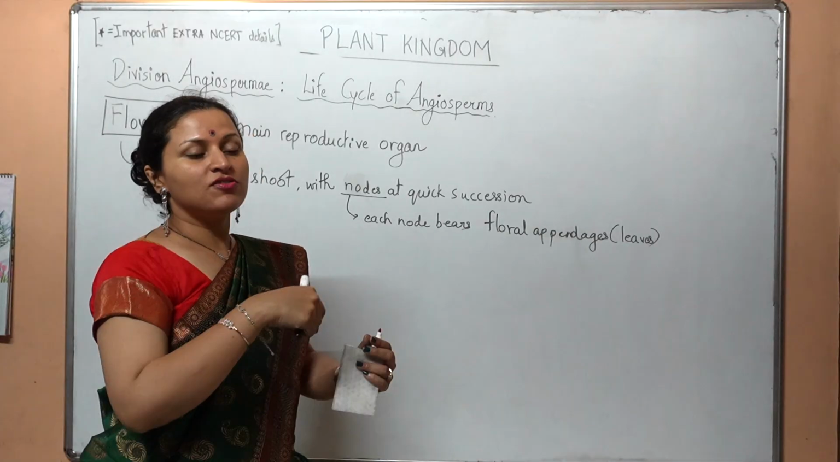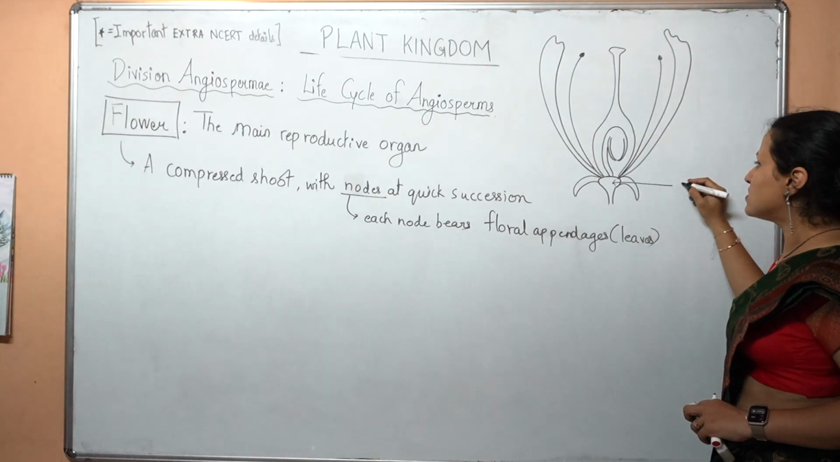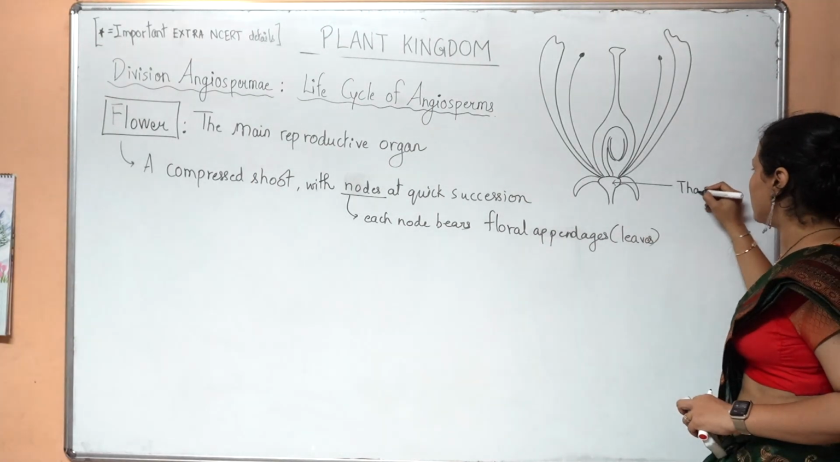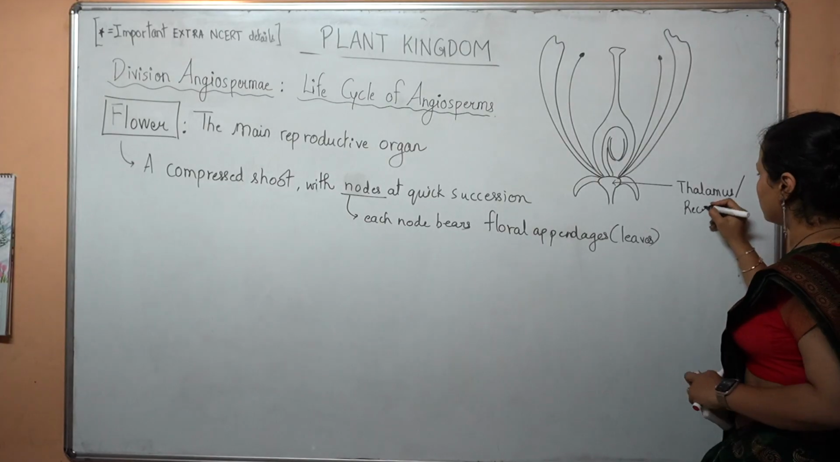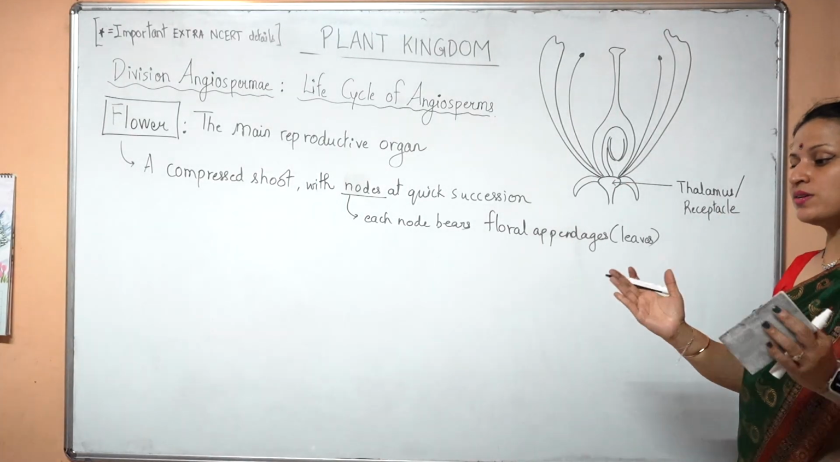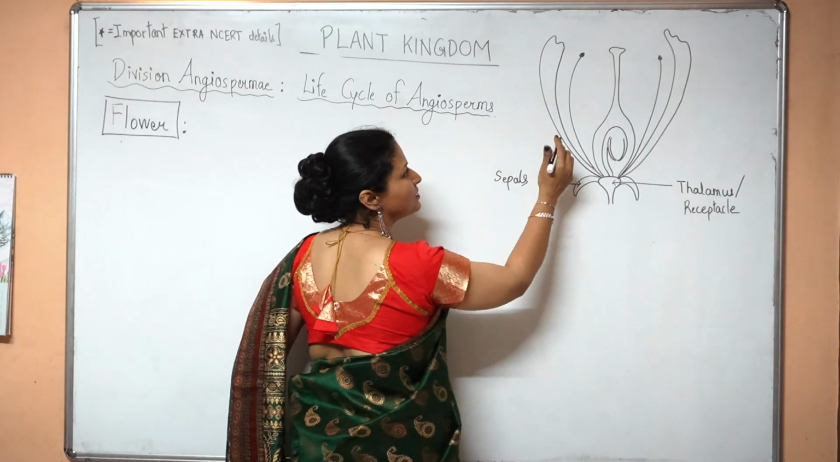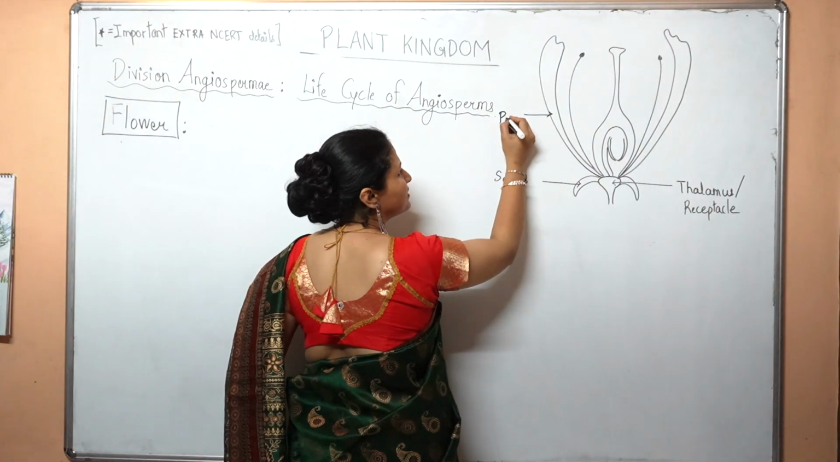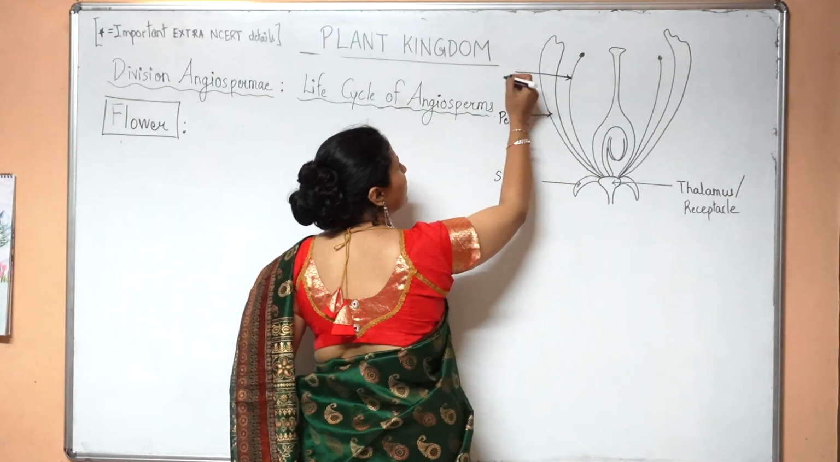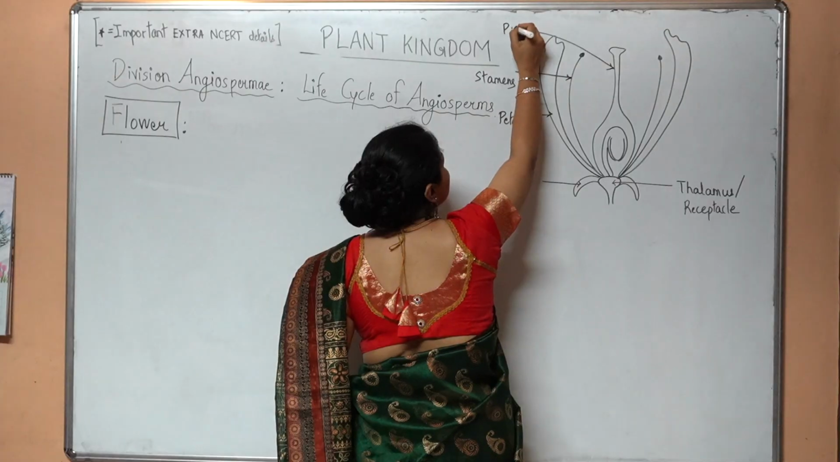At every node, it will bear a whorl of leaves. So this is a flower. This is the compressed shoot, called the thalamus, also known as receptacle. This is the one that will bear the nodes in quick succession. From outside to inside, there are 4 different types of leaves. The outermost leaves are called sepals. The ones inside are called petals. The ones inside them are called the stamens, and the one most inside is known as the pistil or carpel.